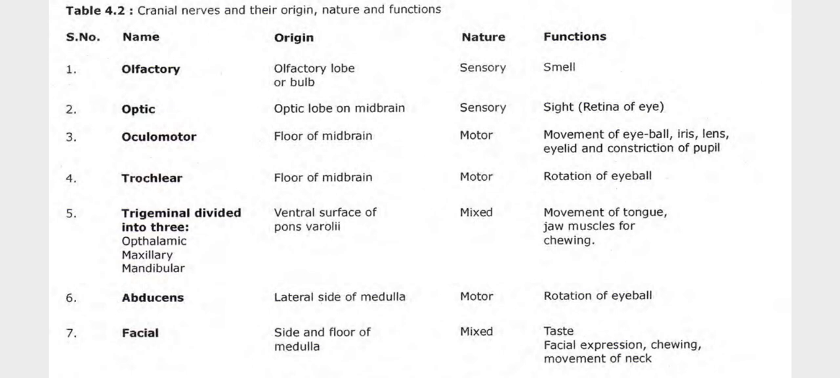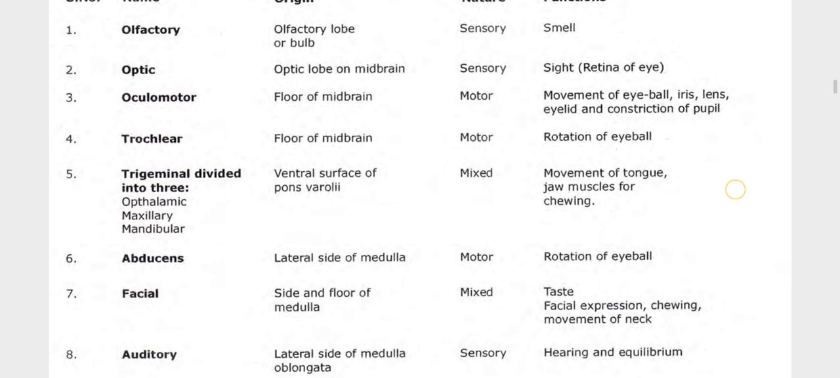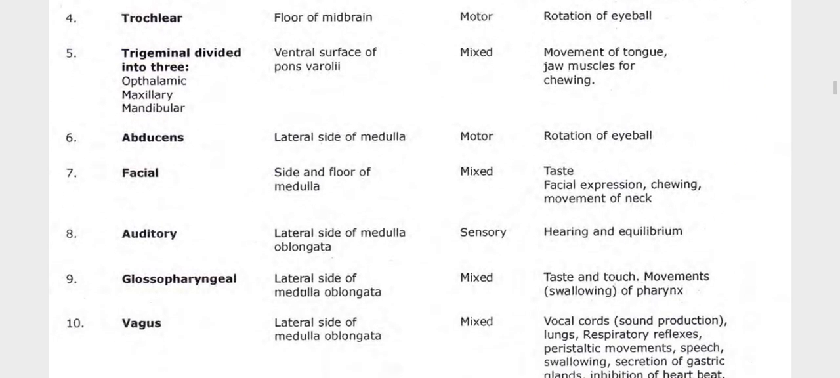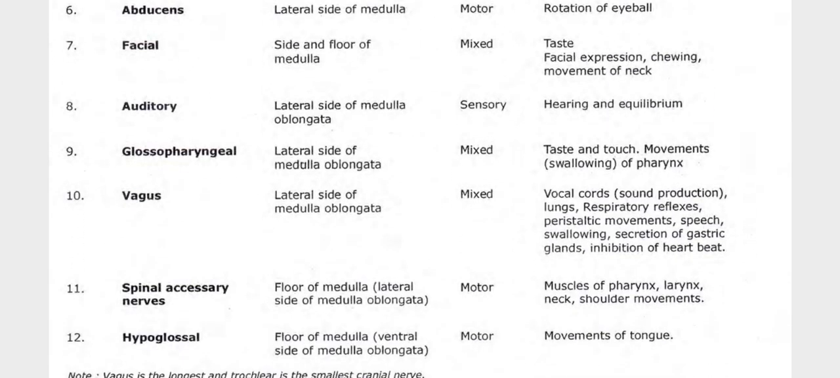Then abducens, lateral side of medulla, motor, rotation of eyeball. Facial, side and floor of medulla, mixed, taste, facial expressions, chewing, movement of neck. Then auditory, lateral side of medulla oblongata, sensory, hearing and equilibrium. Glossopharyngeal, lateral side of medulla oblongata, mixed type, taste and touch, movements of pharynx, swallowing in case of food.